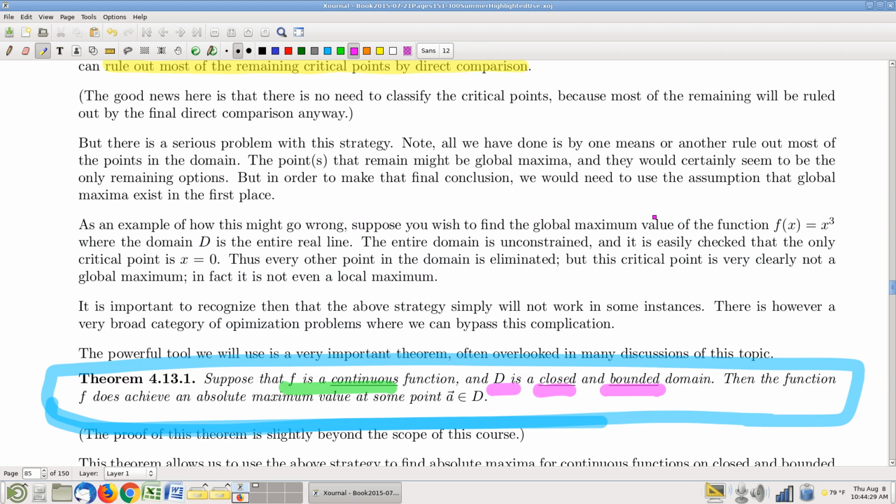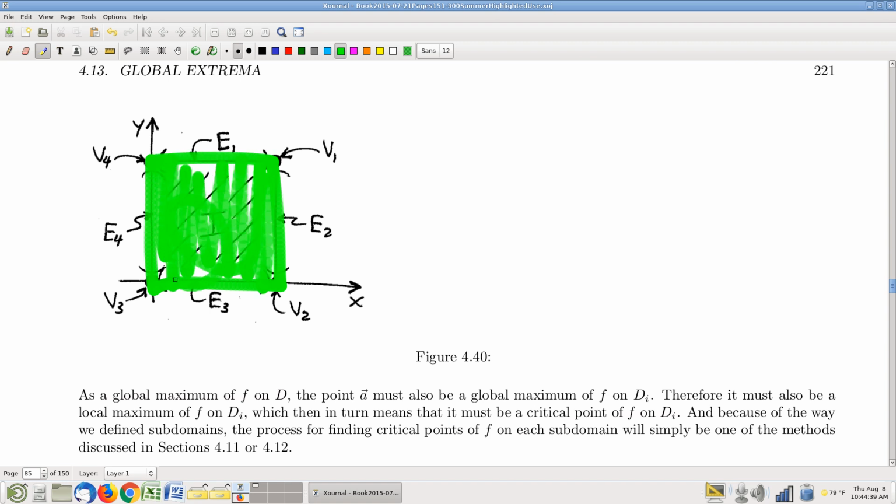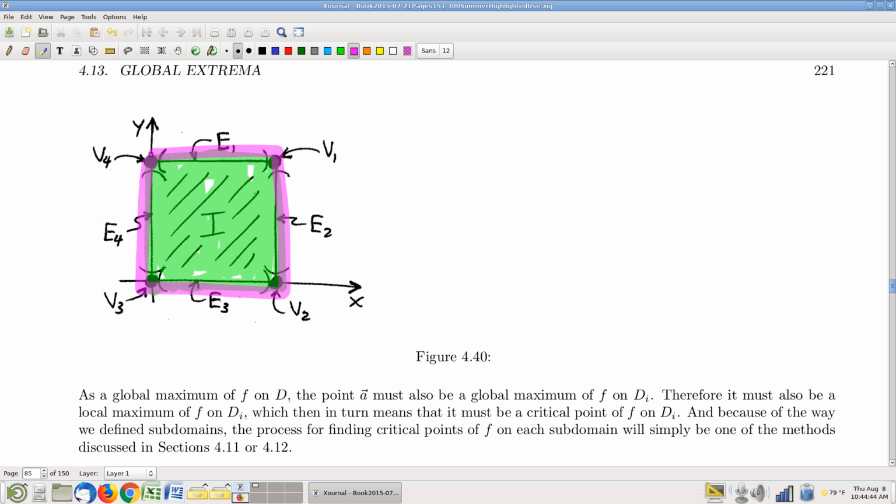Okay. That said, let's suppose we have a domain like this. We have a domain that has an interior. It's got a boundary. How am I going to find the absolute maximizer? And the argument is a real easy argument. It goes as follows. This absolute maximizer, if it were in the interior, it would have to be the biggest value of the function in the interior. Therefore, it would have to be a local maximum. Therefore, it would have to be a critical point in the interior.